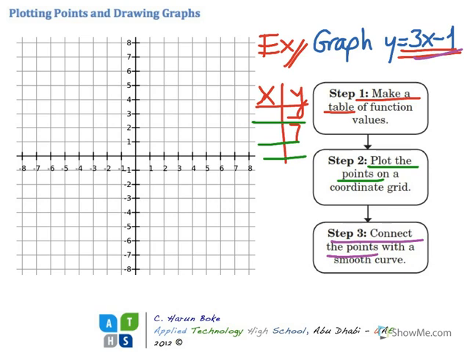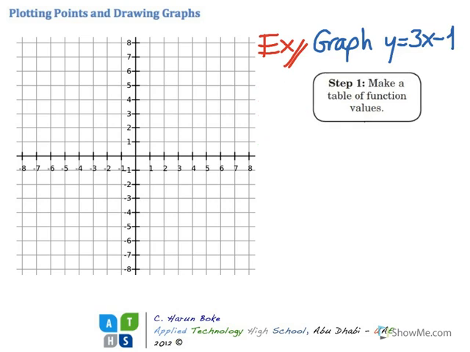Now let's draw the graph of this function. In the first step, we are going to make a table of x and y. We said that we are going to choose the values of x. It's better if we choose simple numbers, like basic numbers like 0, 1, 2, or maybe -1. It's up to you. Now, let's do the calculations.